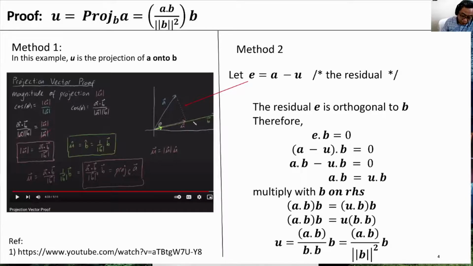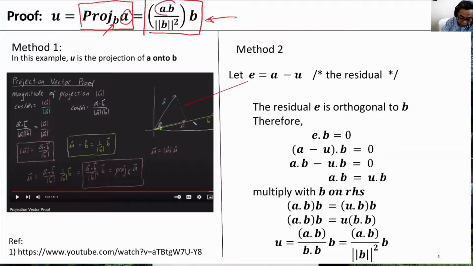In this slide, we'll prove the projection of vector A onto another vector B. The mathematical notation for this operation is projection of A onto subscript B. To evaluate this projection, this is the equation.